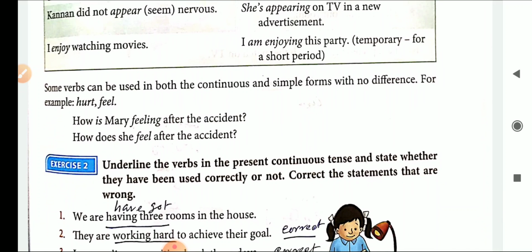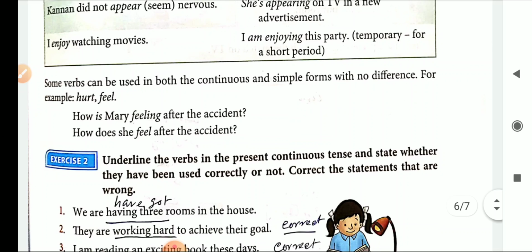Some verbs can be used in both the continuous and simple forms with no difference. For example, hurt, feel. How is Mary feeling after the accident? How does she feel after the accident? So here, some verbs can be used in both the continuous and simple forms with no difference. Example, hurt. How is Mary feeling after the accident? How does she feel after the accident?